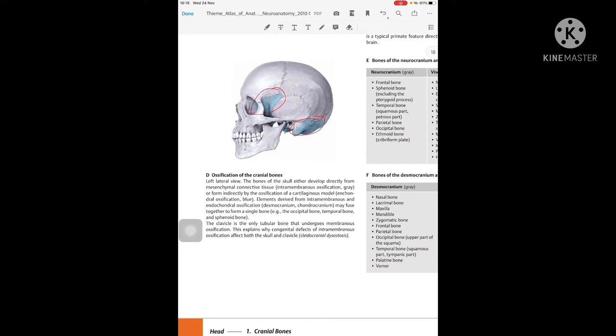Elements derived from intramembranous and endochondral ossification, called desmocranium and chondrocranium, may fuse together to form a single bone, for example the occipital bone, temporal bone and sphenoid bone. The clavicle is the only tubular bone that undergoes membranous ossification. This explains why congenital defects of intramembranous ossification affect both the skull and clavicle. So it's called cleidocranial dysostosis.